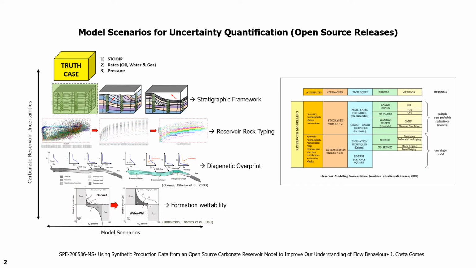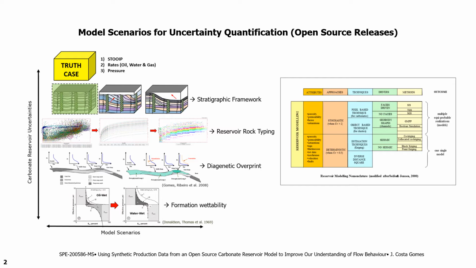On this slide, I will explain some of the major carbonate reservoir uncertainties we have incorporated in our modeling and interpretation of the dataset. Starting with the figure on the left, the y-axis is the carbonate reservoir uncertainties, accompanied by the x-axis, which shows the different model scenarios. At the top, we have our truth case, which is a very high-resolution geological model, which I'll explain in the next slides, how we constructed it. It has its own unique STOIP, oil, water, gas rates, along with pressure.